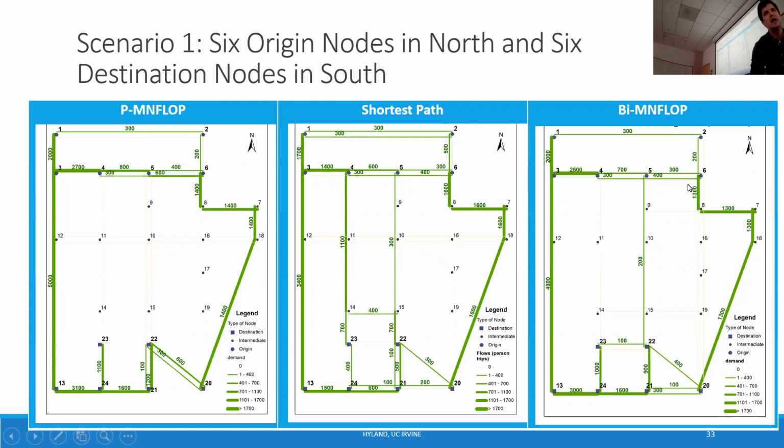And then for the bicriteria case, of course, it's somewhere in the middle between the pure MN flop and the shortest path. You're using relatively few links, but a couple more than the pure MN flop.